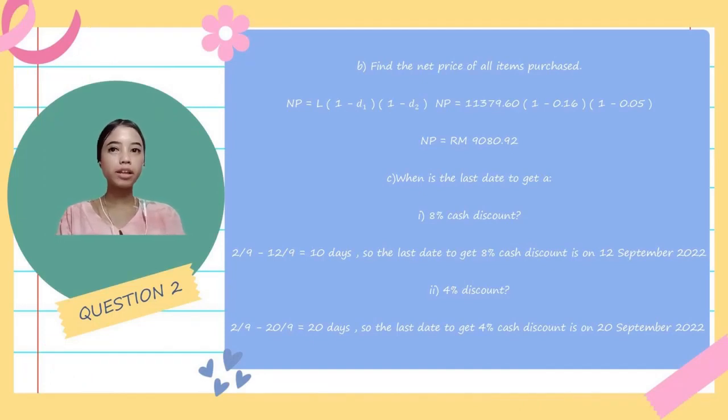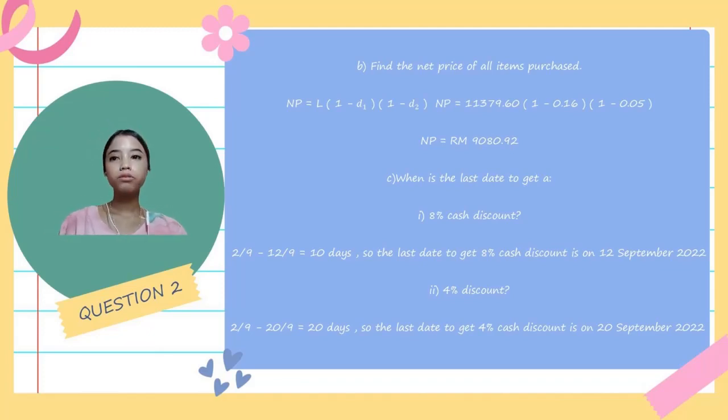Find the net price for all items purchased. The formula for the net price is NP equals L open bracket 1 minus D1 close bracket open bracket 1 minus D2 close bracket. So the net price is 11,379.6 open bracket 1 minus 0.05 close bracket. So the total of the net price is RM9,080.92.